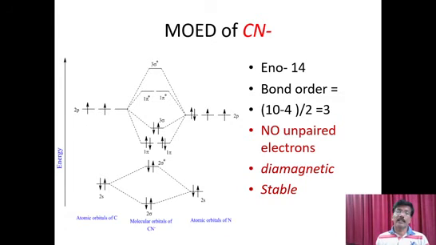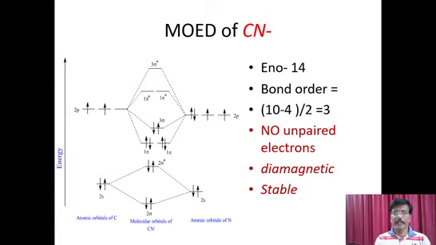Therefore, how many bonding electrons are there altogether? 1s2, 2s2, and 2p6. So altogether 2 plus 2 plus 6, 10. And anti-bonding are only 2 plus 2, 4. Therefore 10 minus 4, that gives 6. And 6 by 2 means 3 is the bond order. So it is almost the same bond order when compared to the previous example. And is there any unpaired electron here? No, we don't find any unpaired electron here, because in the diagram it is clearly showing that we don't find any unpaired electron.